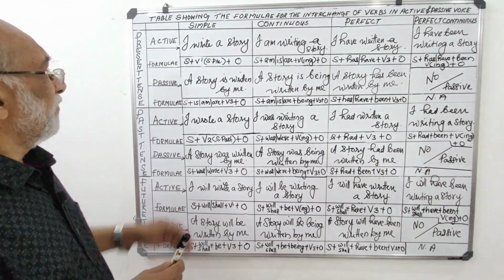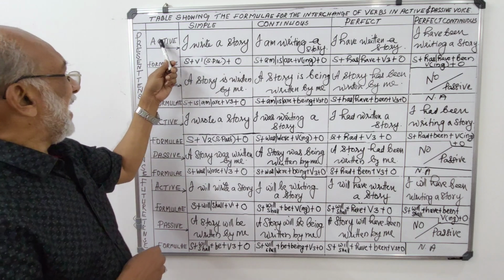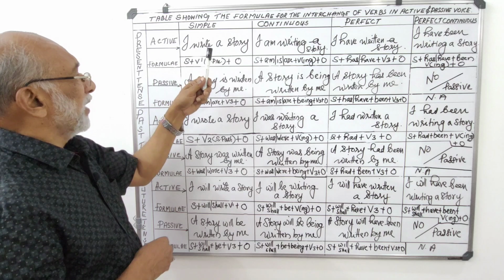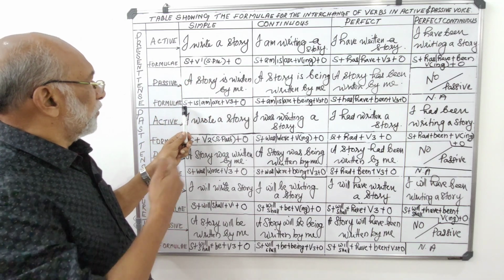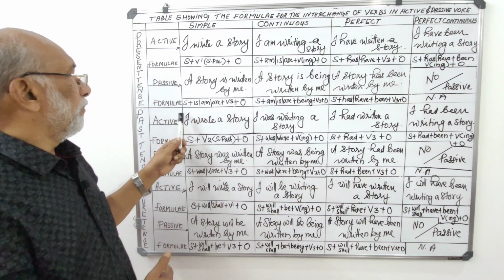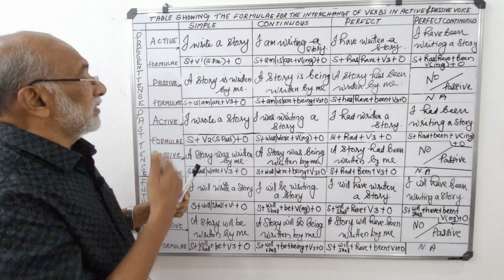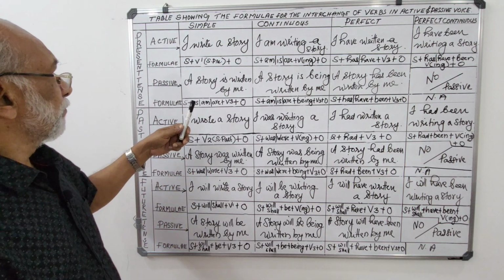Okay, and if you study the table you will understand. I have written active voice first, then the formulae for active voice and passive voice, and the formulae for passive voice. That is the pattern. So just keep it in your mind and go through the table. Let's go through it in detail.